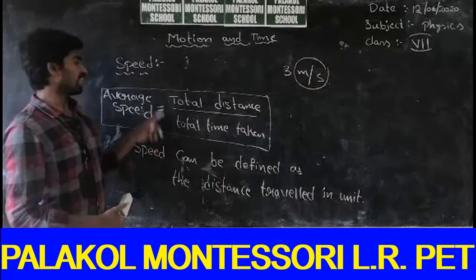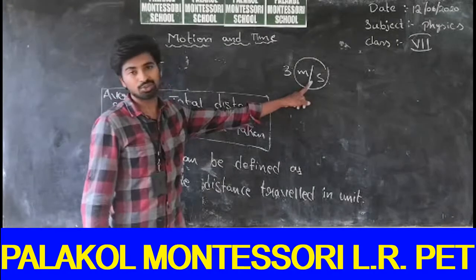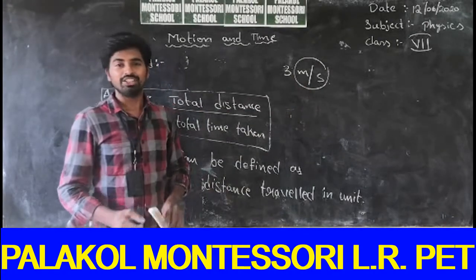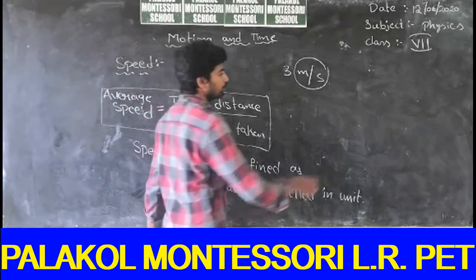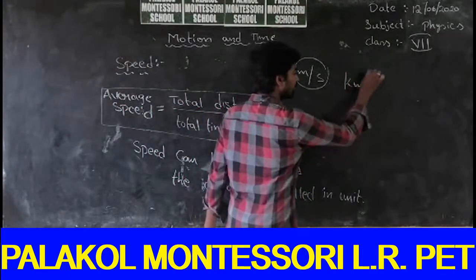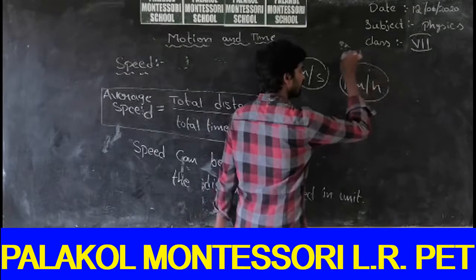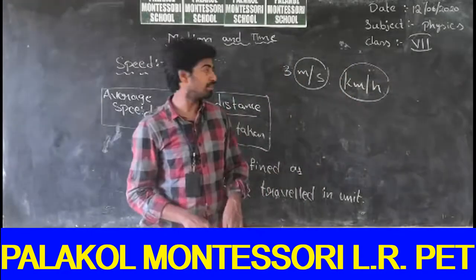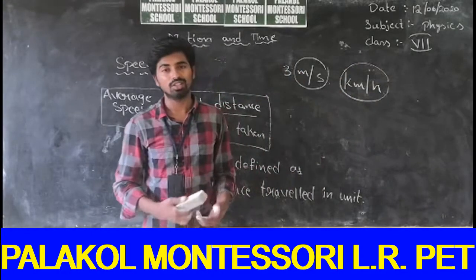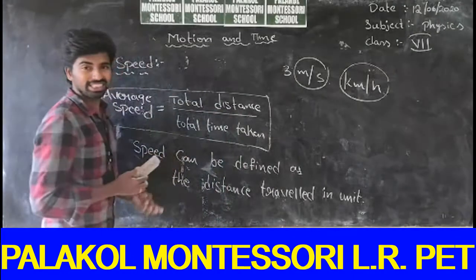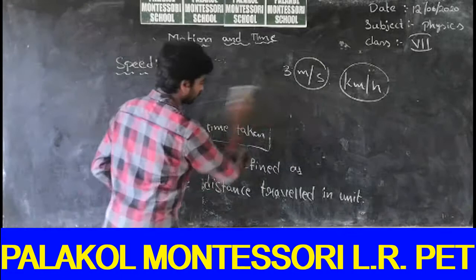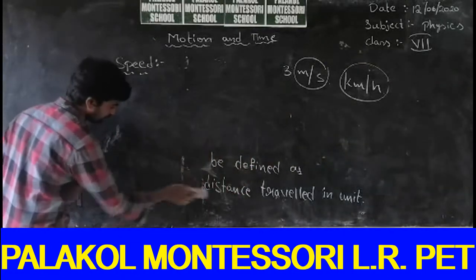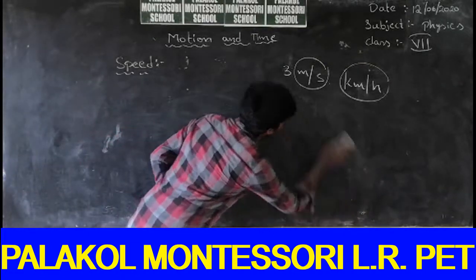We have calculated the speed of the object in the units of meters per second. If you find the speed in vehicles, you can observe the units are kilometers per hour. You can also measure the speed of the object in kilometers per hour. So let us see the conversion between kilometers per hour and meters per second.